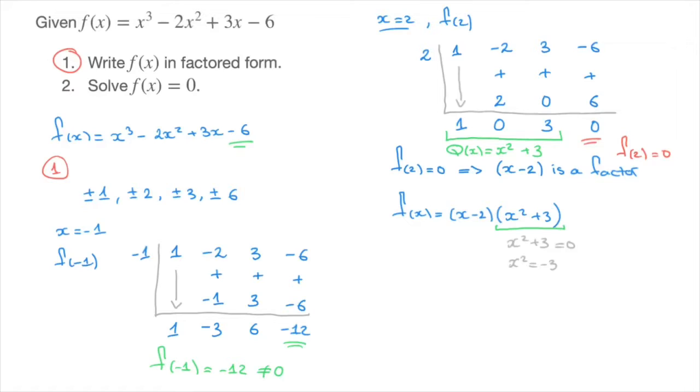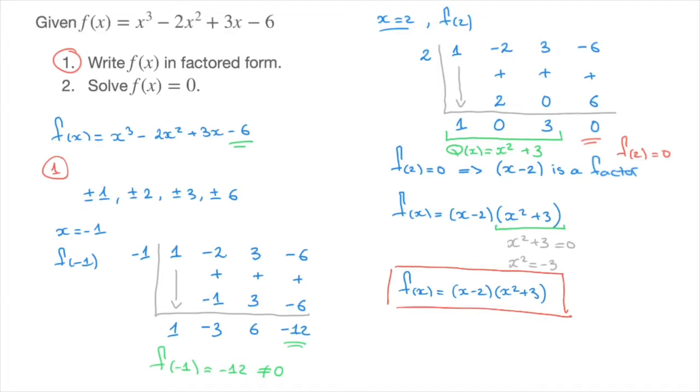And so the answer to question 1 would be the expression we have here. In other words, within the set of real numbers, f of x written in factored form is f of x equals x minus 2 times x squared plus 3. And that's the answer. Now, if you're familiar with complex numbers, then yes, indeed, we would be able to factor this further. But we'll be learning about that further on in this course.